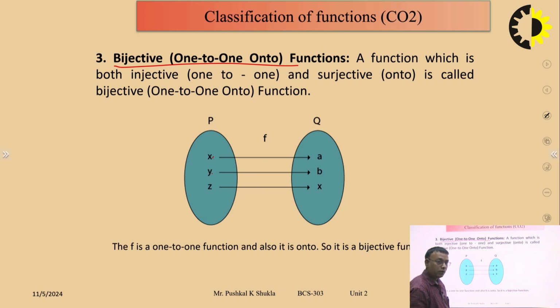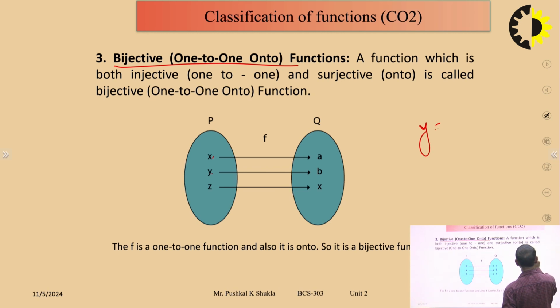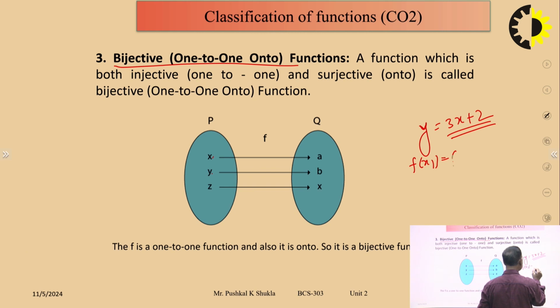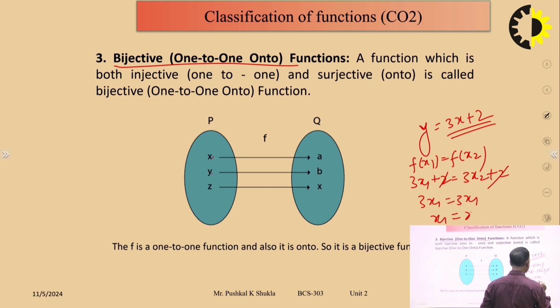So for example, if you take y equal to 3x plus 2, check whether this is an injective function, an onto function, and whether it is a bijective function or not. Earlier we have seen that for injective we have to show that f(x1) equals f(x2) implies x1 equals x2. So 3x1 plus 2 equals 3x2 plus 2, so 3x1 equals 3x2 and x1 equals x2. So this is a one-one function.